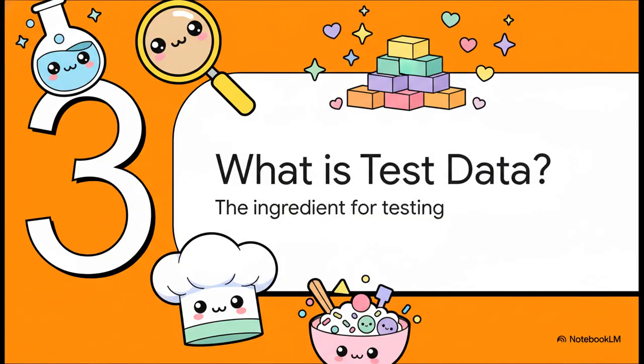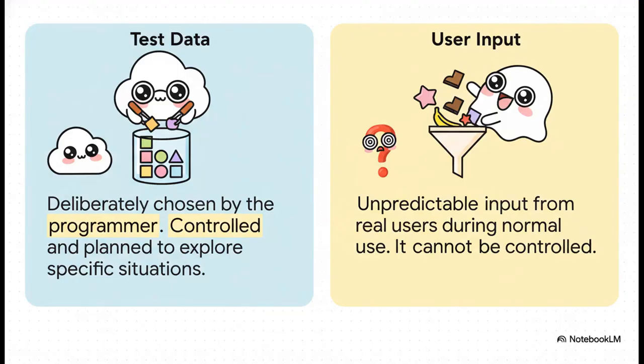So, to do all this testing, programmers need the right tools, or maybe the right ingredients. And that brings us to our third section. What is test data? You can think of it as the secret ingredient for really successful testing. Now, test data is really different from what a normal user might type in. It is deliberately chosen, it's controlled by the programmer, and it's all part of a plan. User input, on the other hand, is totally unpredictable. You just can't rely on it to find every possible bug.